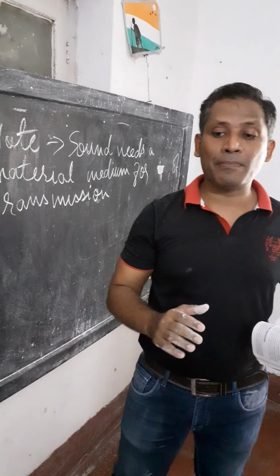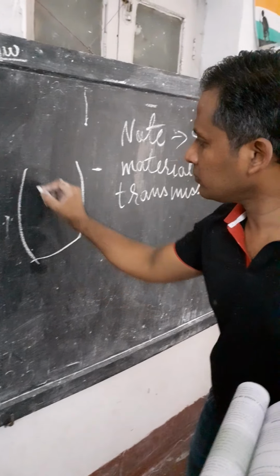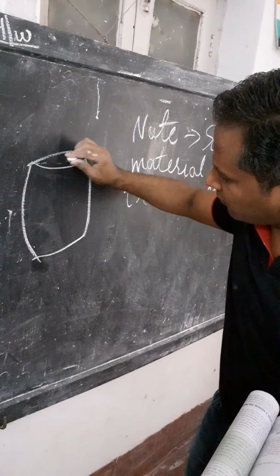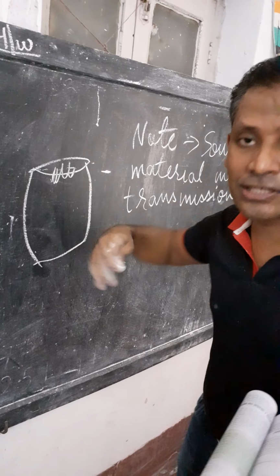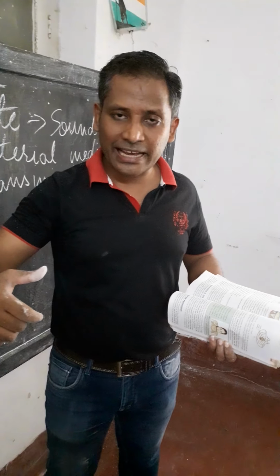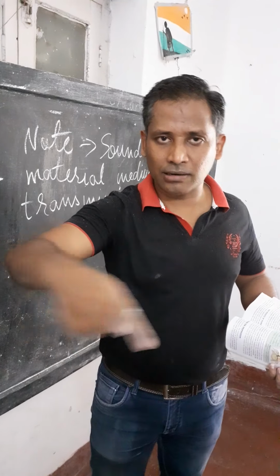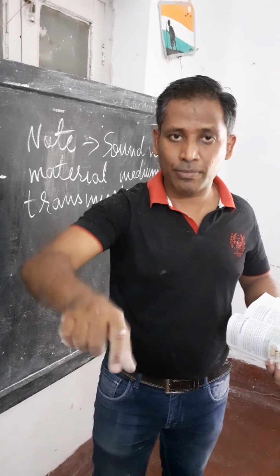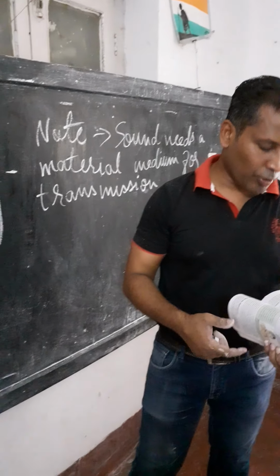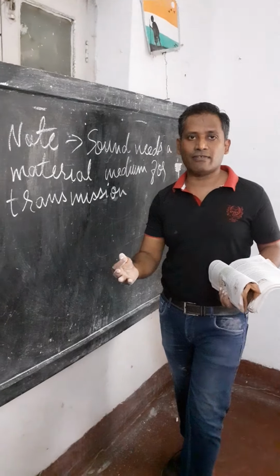Then by vibrating membrane, for example, in a tabla, you have a membrane on the top of the tabla. When this membrane starts vibrating, sound is produced. And the fourth is by vibrating plates, like in a bicycle bell. When you ring the bell, the gong goes and hits the hammer, and then the sound is produced. So by vibrating bell.